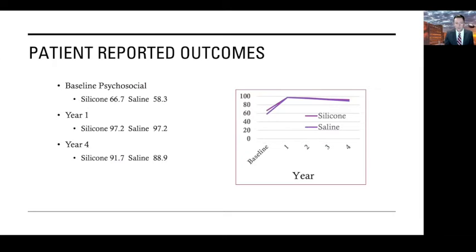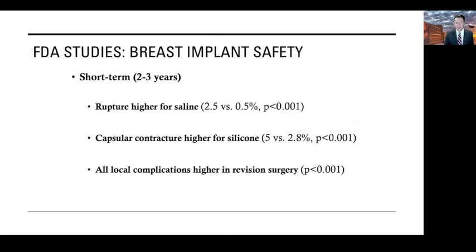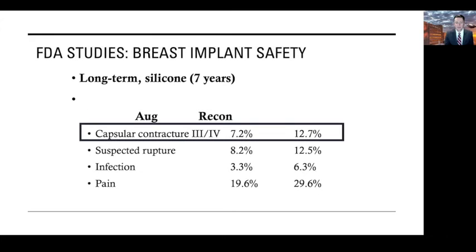The good news is that patient-reported outcomes were incredibly high, with most patients very happy, even long-term, that they had received breast implants, and higher for silicone implants. However, there were both short-term and long-term consequences. Rupture was higher for saline, capsular contracture was higher for silicone, and all local complications were higher in revisionary surgery.